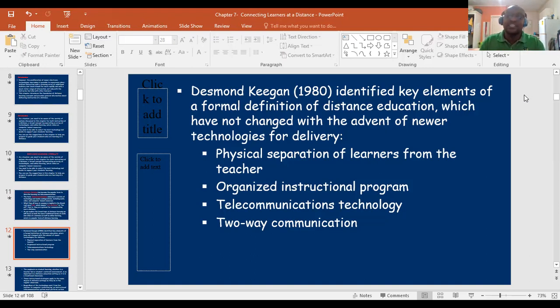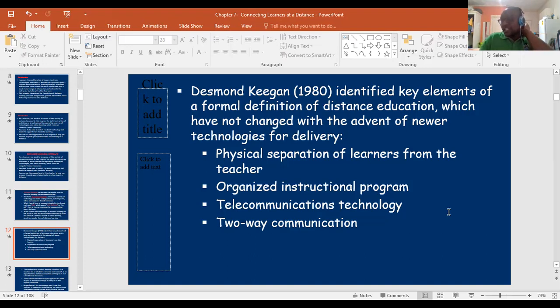Yes, we can see each other on video, but we are not physically together. Yeah, you may be pretending to be looking at me, but you may be doing something else. Secondly, organized instructional program, the fact that distance education is what it is. It requires you, the teacher, to organize your instructional program in a systematic and structured manner, right?